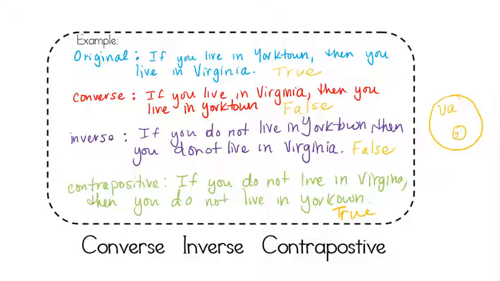All right, so again, converse, you switch the hypothesis and conclusion. Inverse, you negate the hypothesis and conclusion. Contrapositive, you switch and negate the hypothesis and conclusion. And a statement is considered true unless you can find a counterexample, and then we can say, hey, that cannot be a true statement.